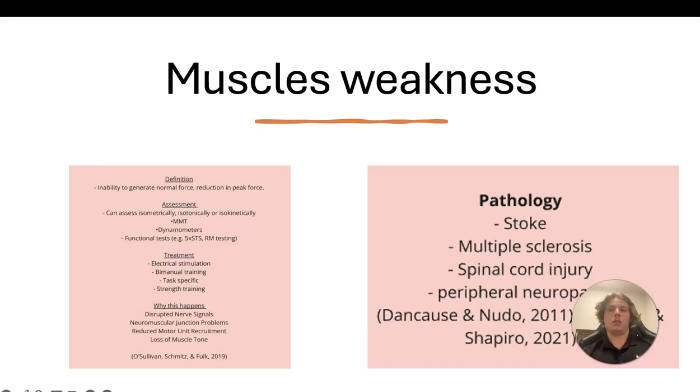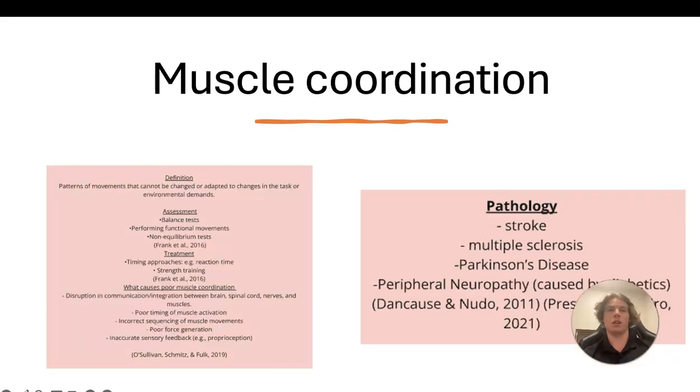muscle weakness. Treatment approaches may include electrical stimulation to activate weakened muscles and progressive strength training to rebuild power in the muscle or endurance. Pathologies that can lead to muscle weakness include stroke, multiple sclerosis, and Parkinson's disease.